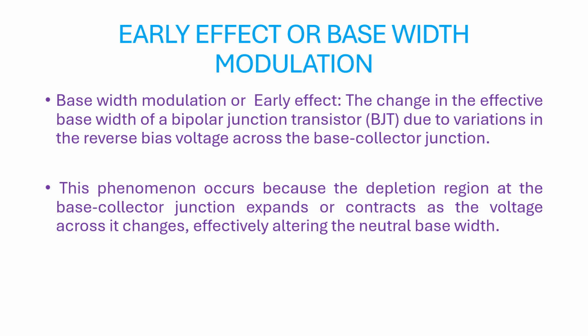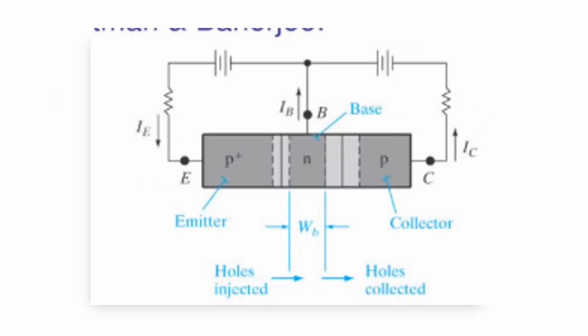Base width modulation. See here, reverse bias junction, depletion layer. If you increase this voltage, the reverse bias voltage increases, and the width of the depletion layer increases. This will move here, so the base width decreases. Previously it was up to here, now it is here. The width of the base decreases. This is called the base width modulation.